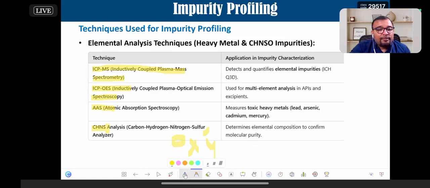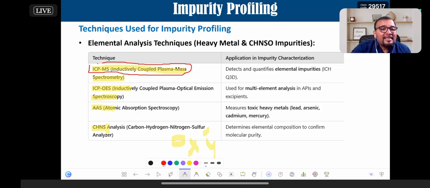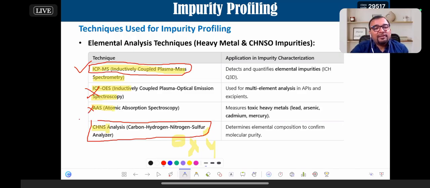See, in today's time, if you ask me which is important, ICP-MS is important now. ICP-MS is very, very important. And then comes the CHNSO, that is the secondary structural identification. ICP-OES is not important if you have the ICP-MS. AAS is not at all required if you have the ICP-MS. So these two techniques are a must as far as elemental analysis is concerned.